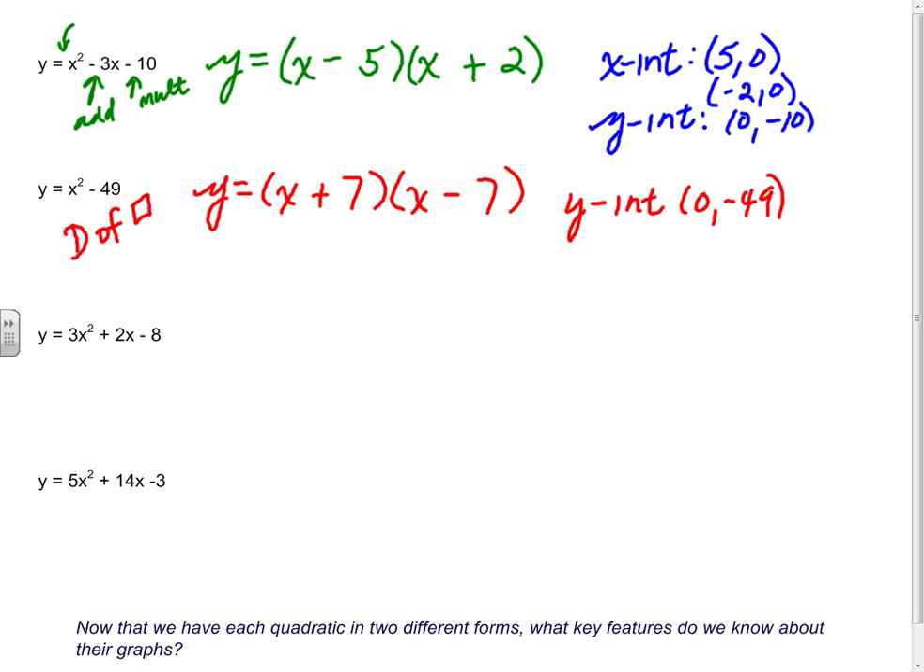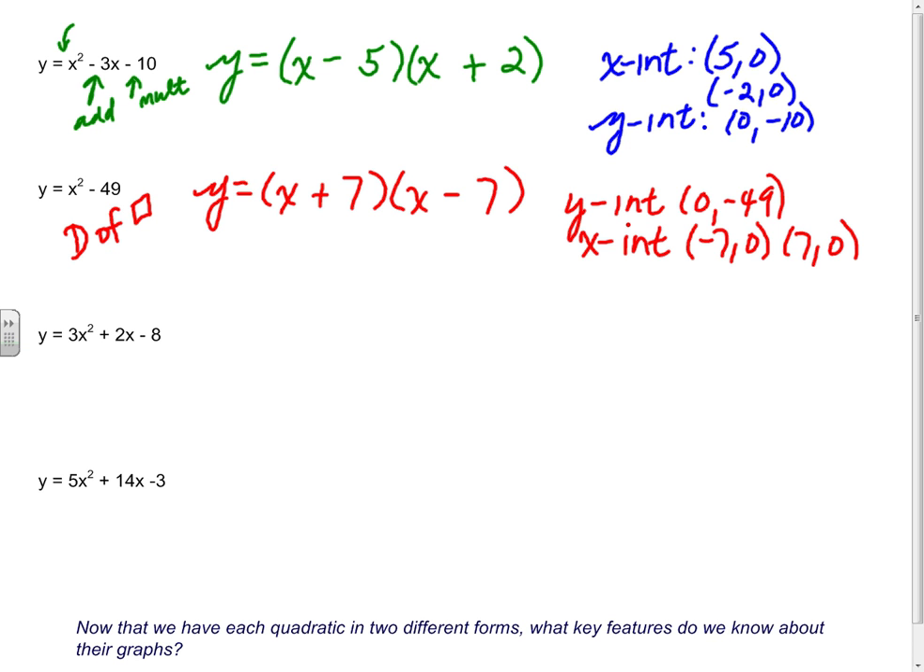We can picture that one quite easily. It is a parabola that has a vertical translation 49 down. So it makes sense that our y-intercept is there. Our x-intercepts should be balanced on either side of that vertex at minus 7 and 7.